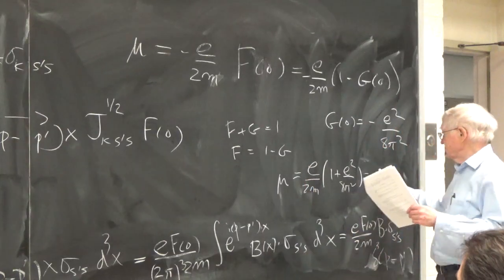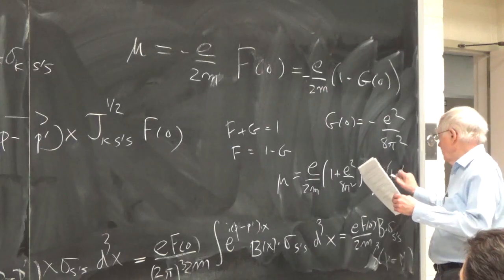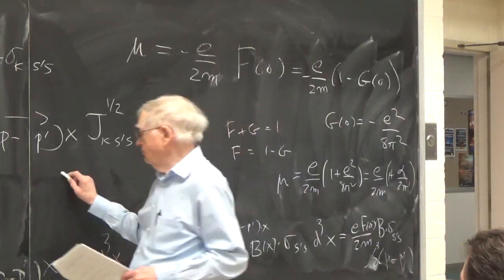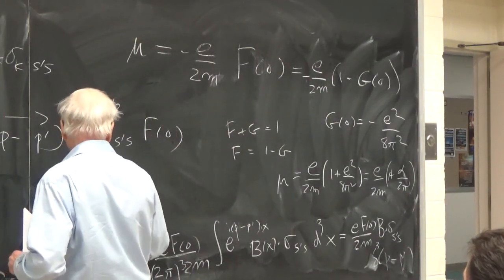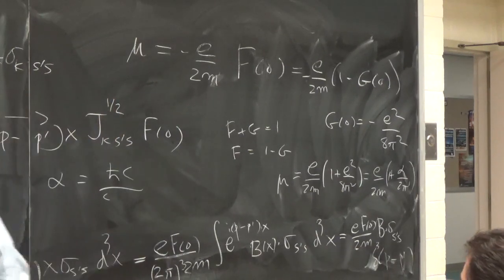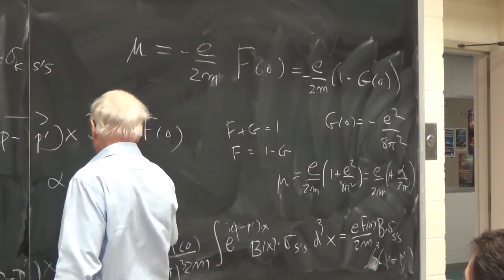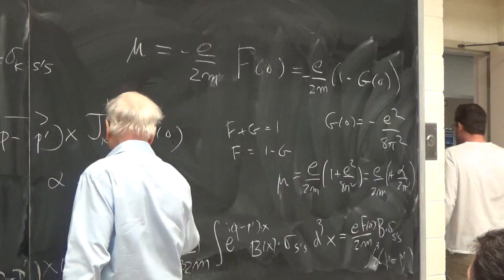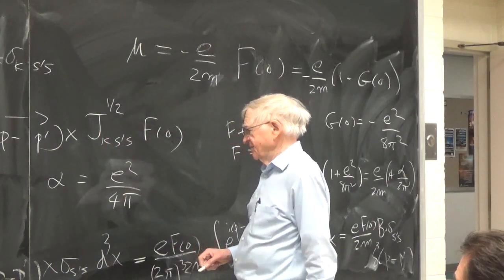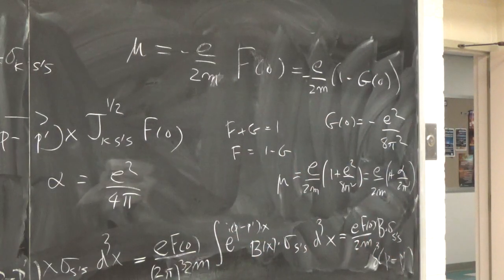People write it as e over 2m, 1 plus alpha over 2 pi, where alpha is the fine structure constant. Alpha being h bar c over, no, it's e squared over, let me write it in ordinary units, it's e squared over 4 pi. I forget where the h bar c's go, so let me not try to do anything about that.